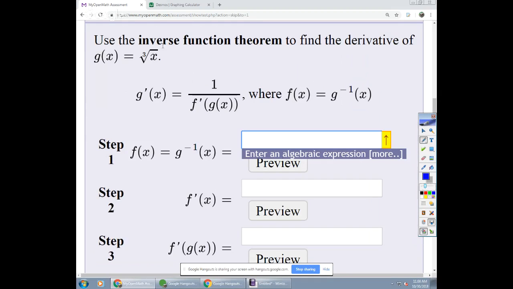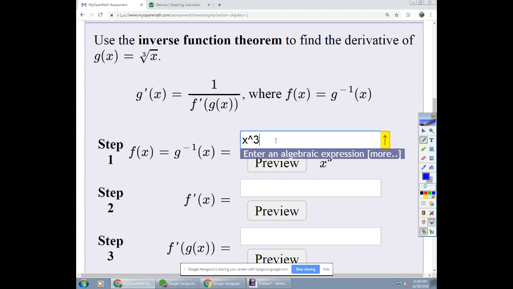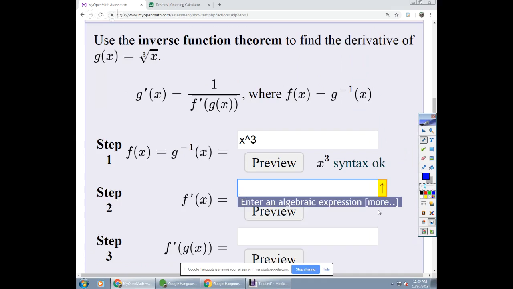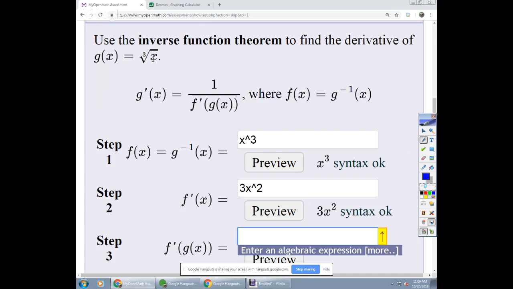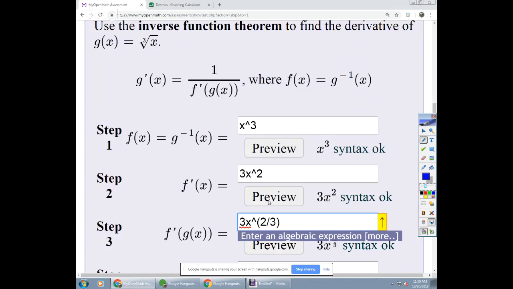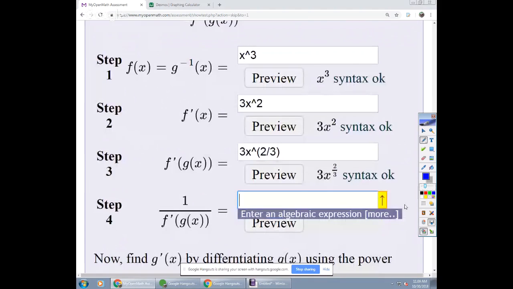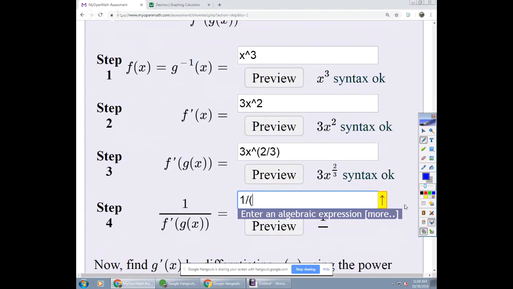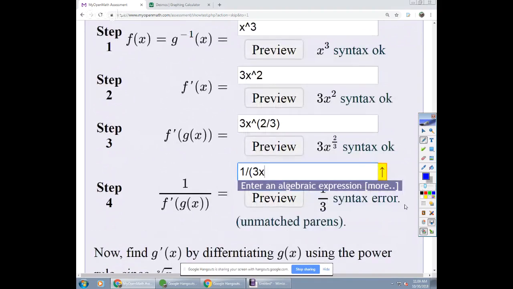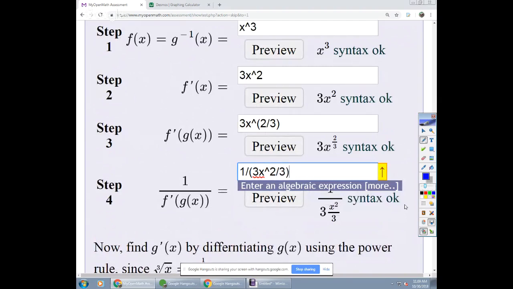So what is the inverse function if the original function is the cube root? Well, that would just be x raised to the 3rd. What is the derivative of that new function? That would be 3x squared. What happens if you substitute the original function back in there? Well, we got 3x raised to the power 2/3. And then the last step is to just flip it. So this is just a procedure for running through the inverse function theorem. So then I'm just going to get 1 over 3x raised to the 2/3. And that supposedly is the derivative.